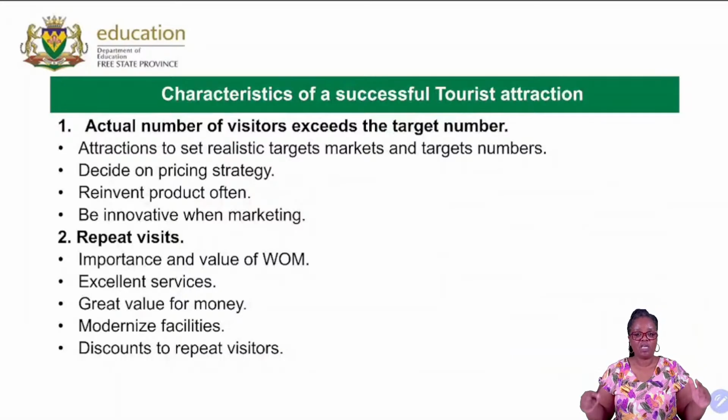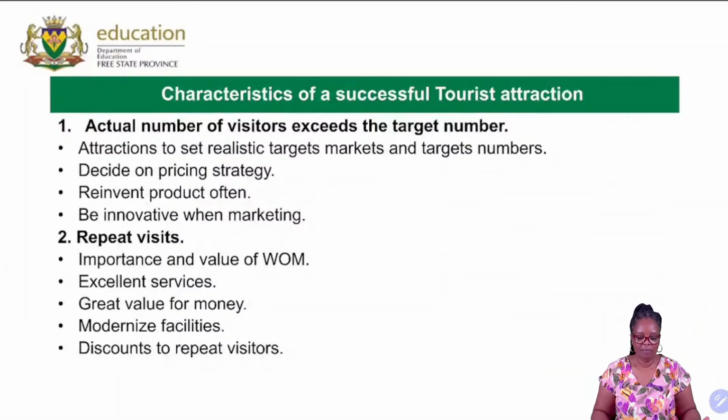Now it's for the tourists, the visitors, to see how the tourist attraction looks like. What does it have? Or the management, the staff, when they look at their own area, the attraction, what are they seeing? The first one is actual number of visitors, which exceeds the target number.